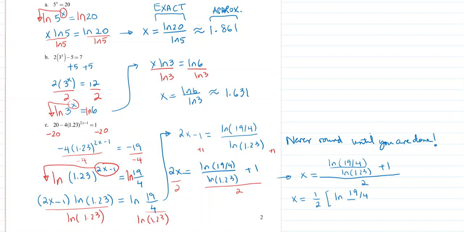It's 1/2 times ln of 19 over 4, divided by ln of 1.23, plus 1. This is the exact answer. You would put it in your calculator. Now you can do a decimal approximation. Now you can round. And that gives us approximately 4.263.